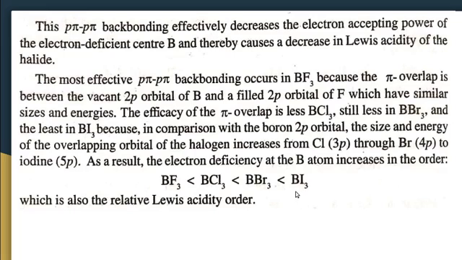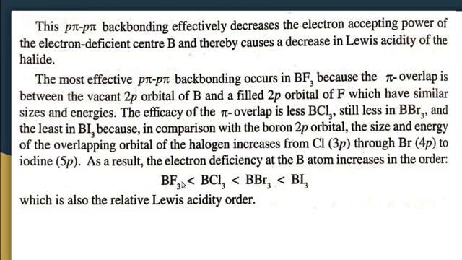So BI3 has high Lewis acidity compared to BF3 because of the lower p pi back bonding tendency in BI3 compared to BF3. This is the reason for the Lewis acidity order.